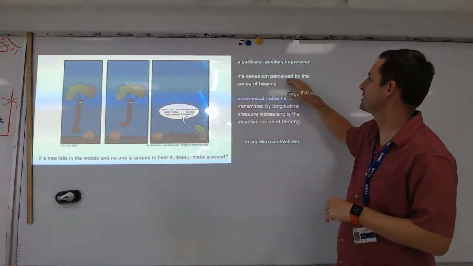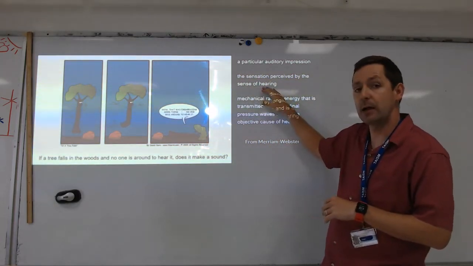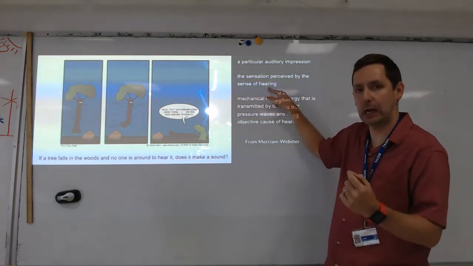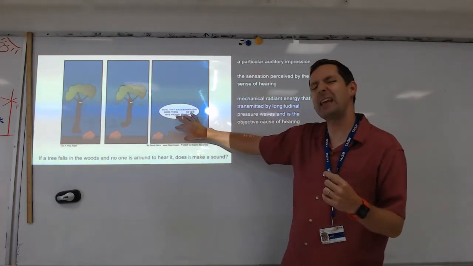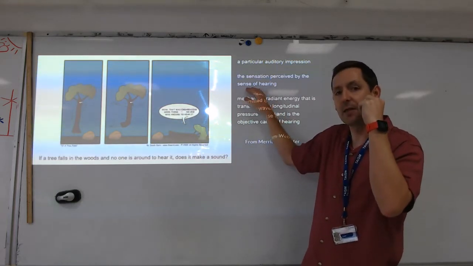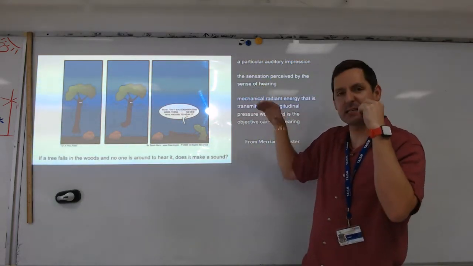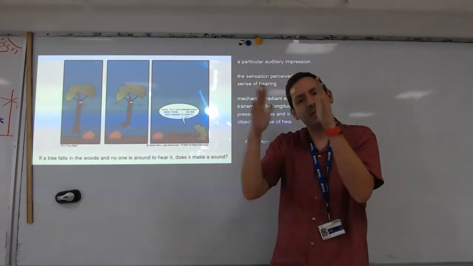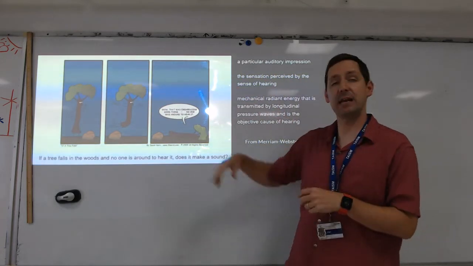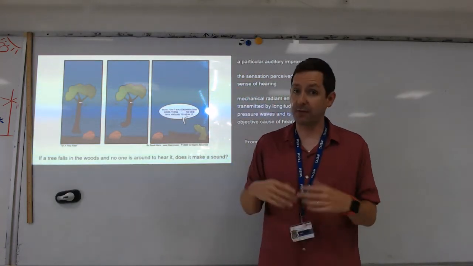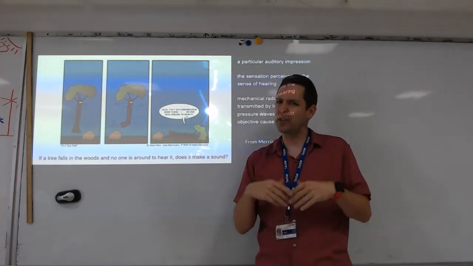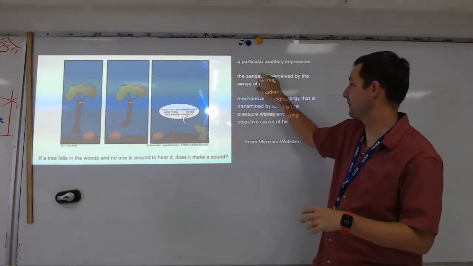The sensation perceived by the sense of hearing. Now, if we use this definition, it's the sensation perceived by hearing. So therefore, if there's nothing hearing, if there's no sensation being received by the sense of hearing, then no, there's not a sound. By this definition, it says that there must be a receiver. Otherwise, it's just vibrations in the air. It's not sound. So according to this definition, we'd have to say, no, the tree doesn't make a sound. Does it make vibrations and those vibrations vibrate the air? Absolutely. But if there's nothing to receive the sound, then there is no sound, according to this definition.